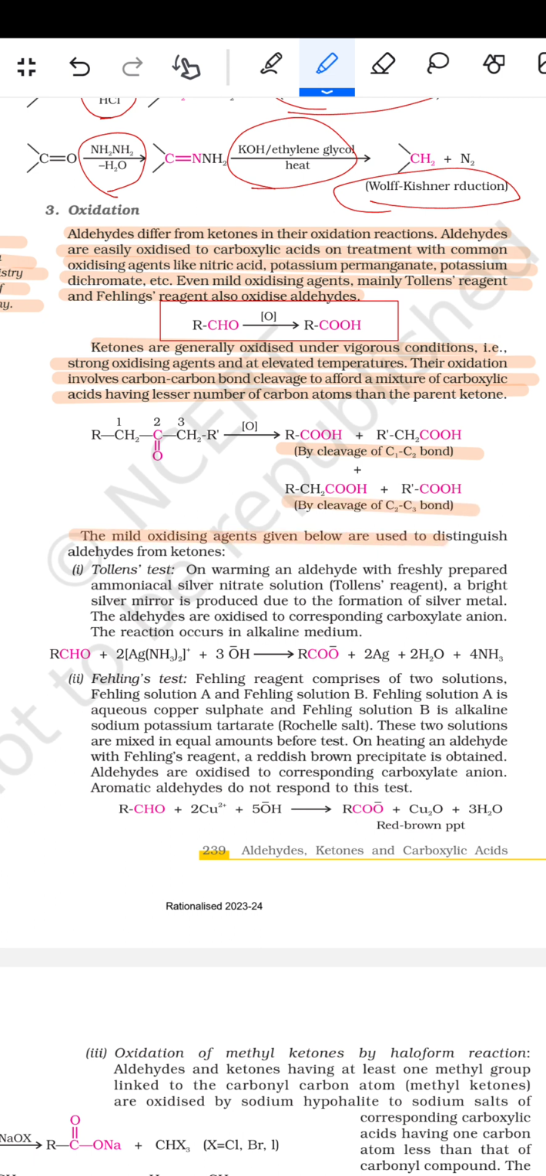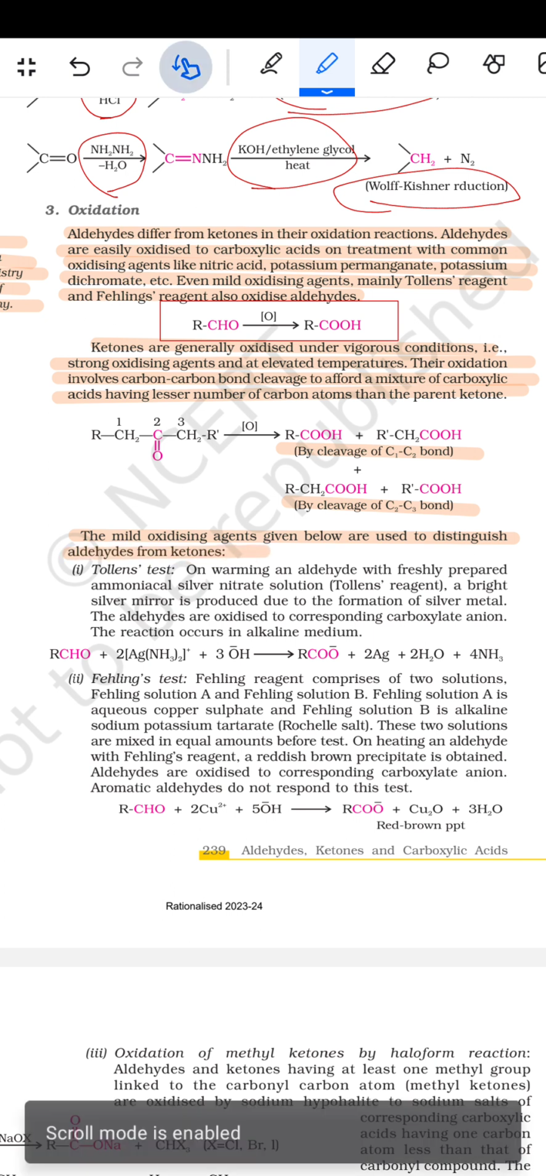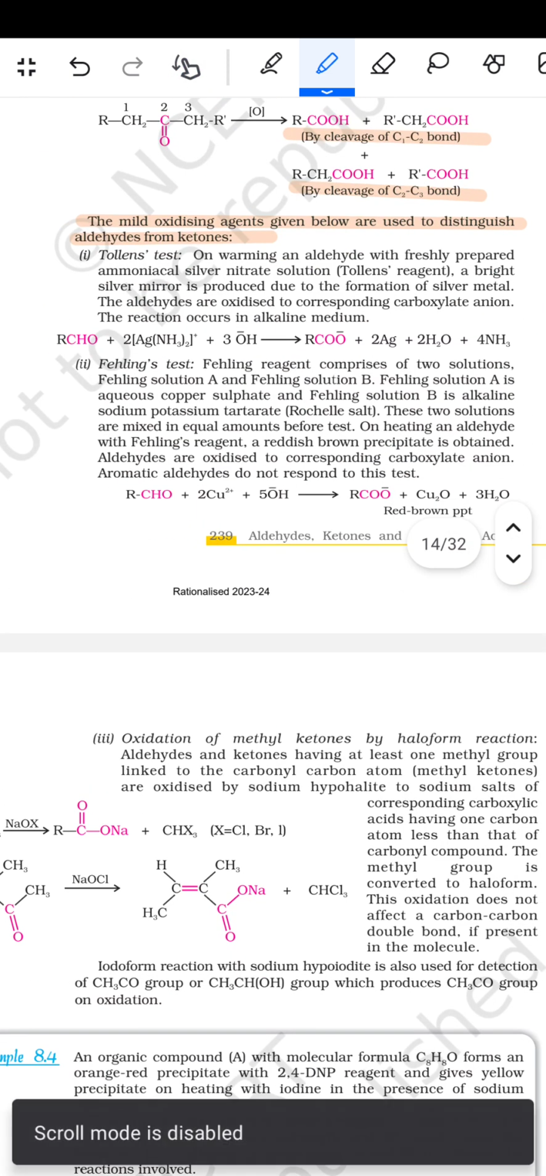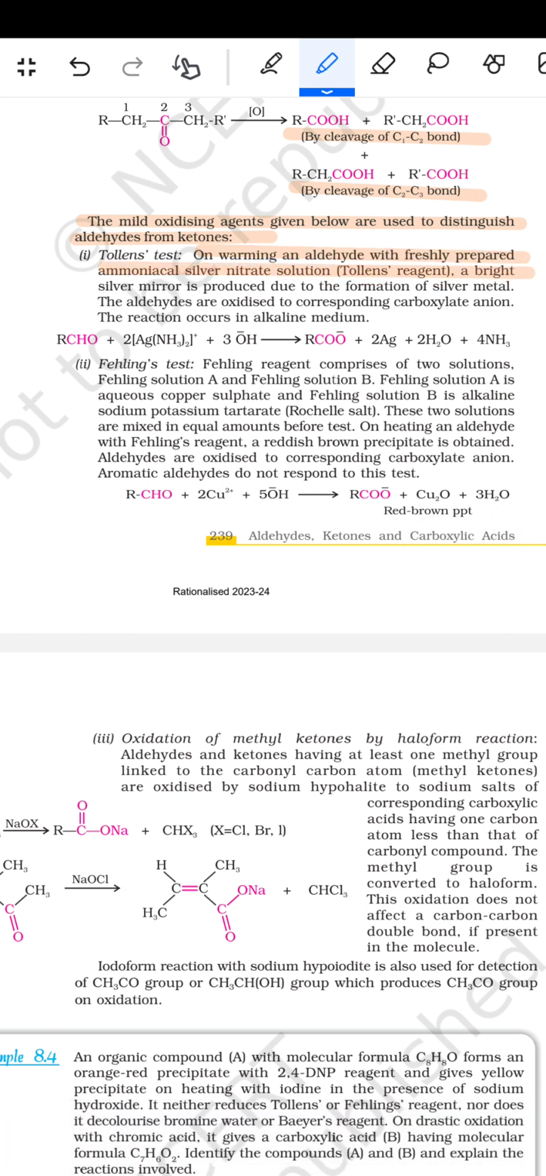The mild oxidizing agents given below are used to distinguish aldehydes from the ketones. तो पहला आता है इसमें टॉलन टेस्ट. On warming an aldehyde with freshly prepared ammoniacal silver nitrate solution, Tollens reagent, a bright silver mirror is produced due to the formation of silver metal. The aldehydes are oxidized to the corresponding carboxylate anion. The reaction occurs in the alkaline medium में.